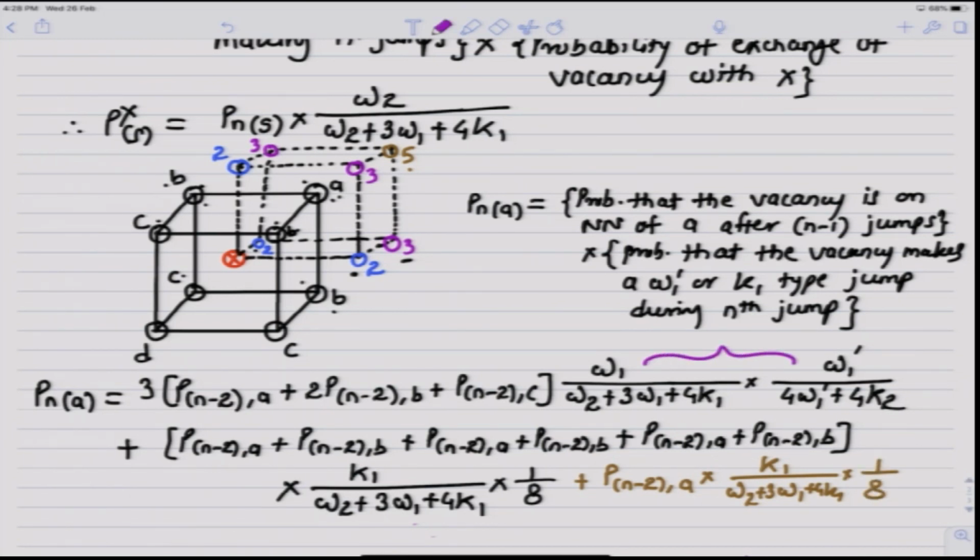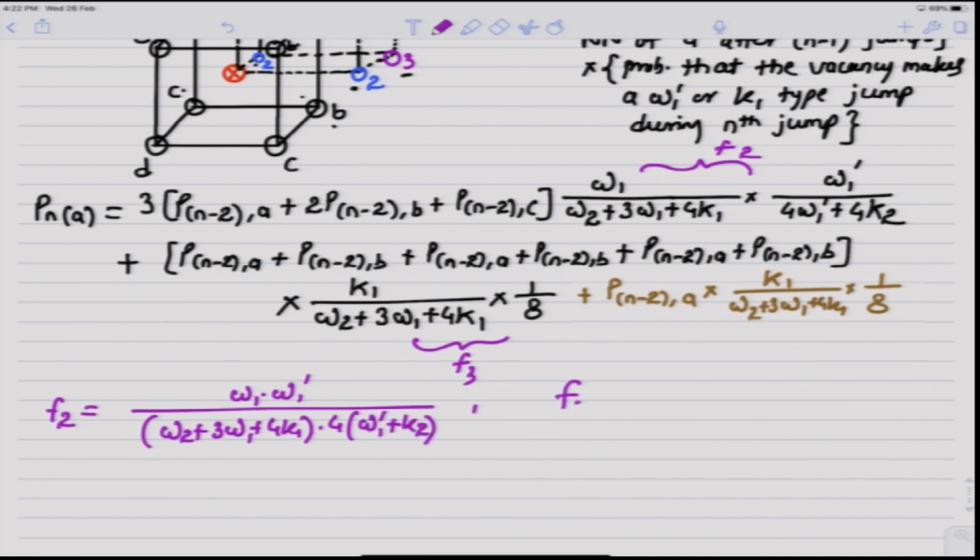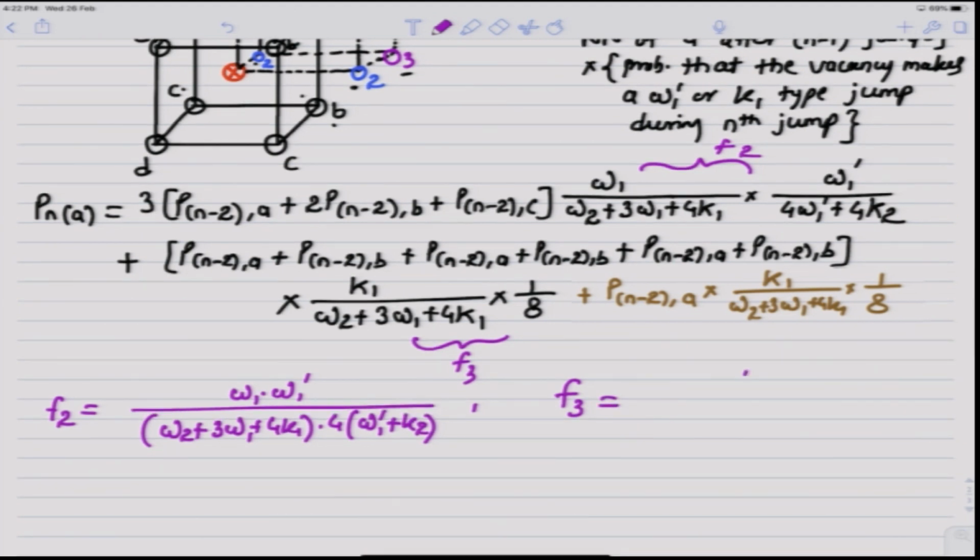Let us call this factor F2 and this F3. So, our F2 is omega 1 times omega 1 prime divided by omega 2 plus 3 omega 1 plus 4 K1 times 4 times omega 1 prime plus K2, and F3 is K1 over 8 times omega 2 plus 3 omega 1 plus 4 K1.